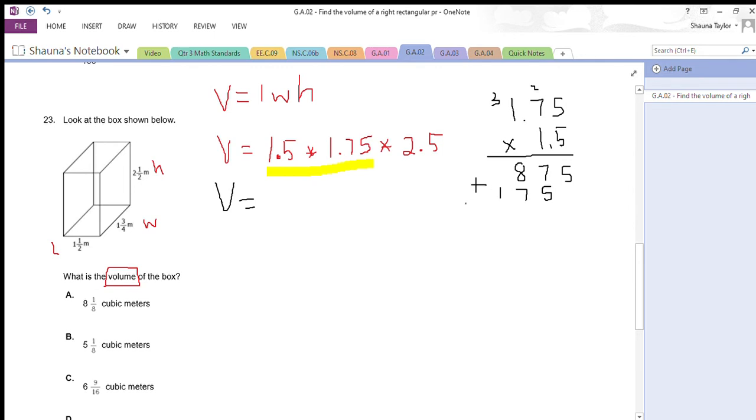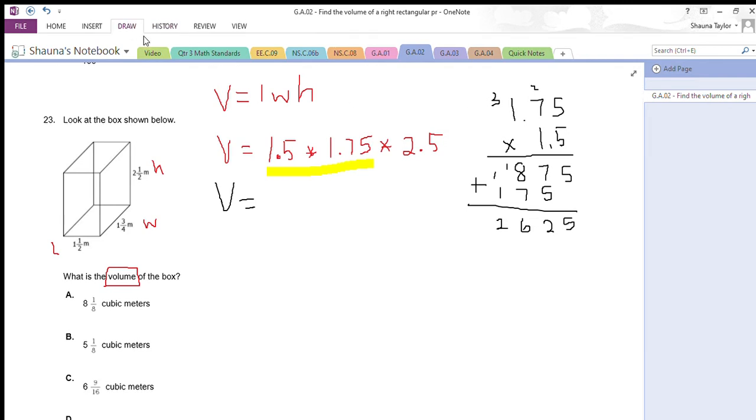Okay, let's add this all up together. 5, 7, 8, 9, 10, 11, 12. Carry my 1. 8 plus 1 is 9. Plus 7 is 16. Carry my 1. 1 plus 1 is 2.